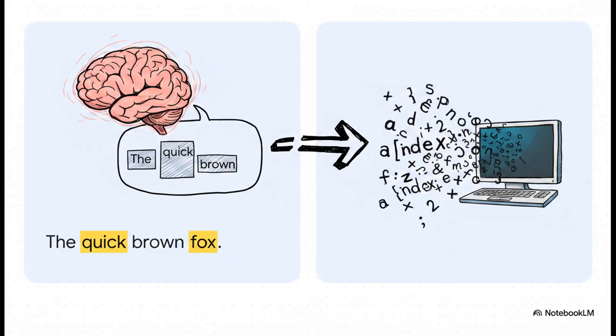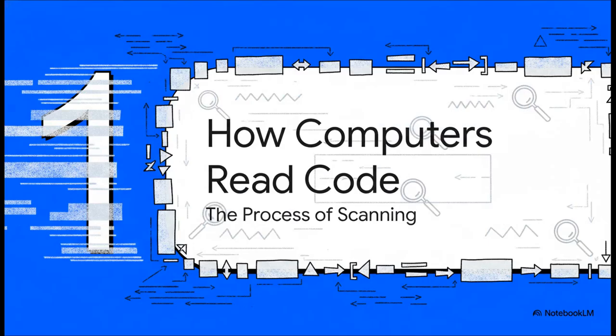Well, for a computer, it's a whole different story. It's not automatic at all. It has to be taught how to do, for code, what our brains just naturally do for language. To look at this stream of raw characters and break it all down into meaningful chunks, into its own kind of words. So this whole process, it actually has a name.